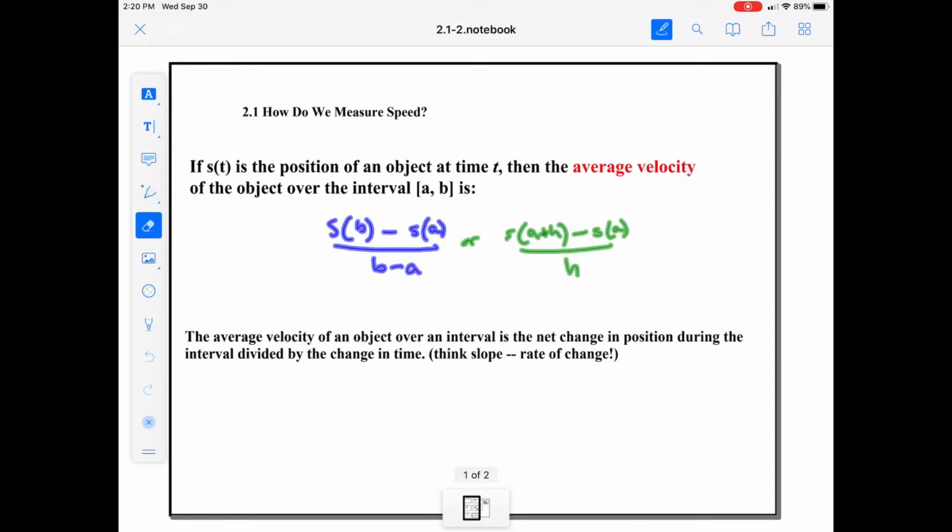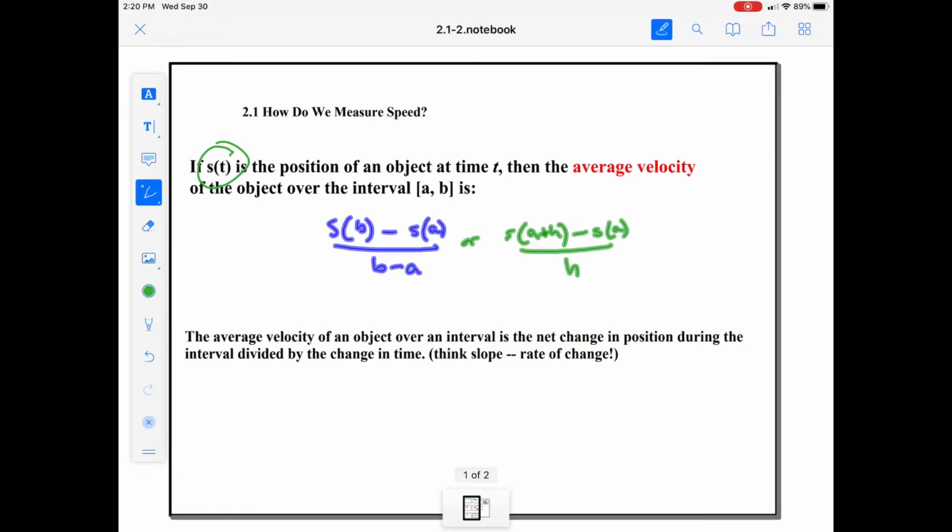So in 2.1, we are asked, how do we measure speed? So what is speed? It is the rate at which we are traveling. It is a rate of change. So here is something that you will be comfortable seeing a lot. S of t. That represents the position of an object. We'll see different notations, but let's keep going. S of t is the position of an object at a given time.